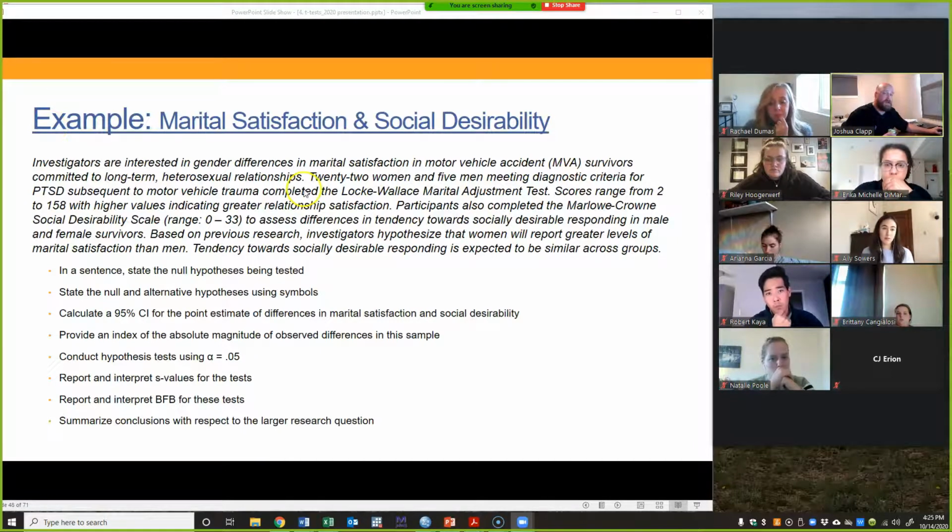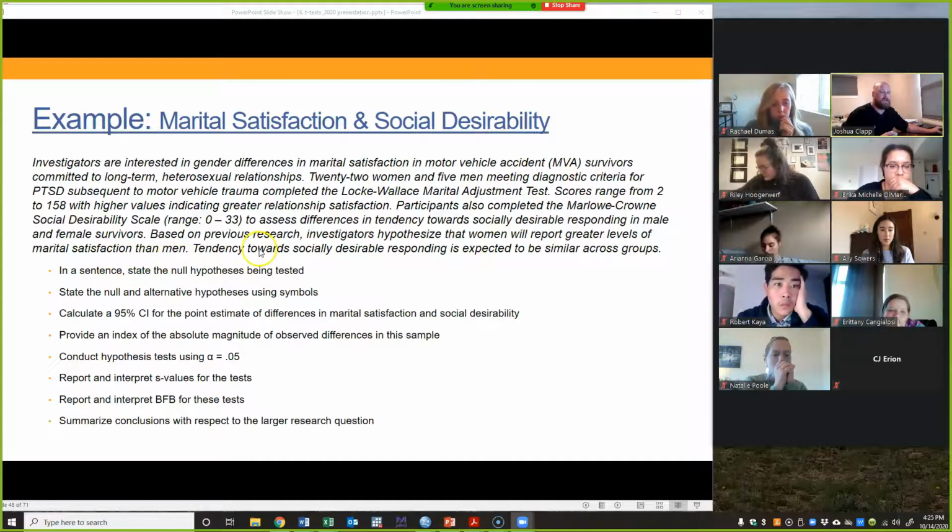Okay. So here, in this hypothetical example, we're interested in gender differences in marital satisfaction in motor vehicle accident survivors in long-term heterosexual relationships. 22 women and 5 men meeting diagnostic criteria for PTSD subsequent to motor vehicle trauma completed the Locke-Wallace marital adjustment test. Scores range from 2 to 158, with higher values indicating greater relationship satisfaction. Participants also completed the Marlowe-Crowne Social Desirability Scale to assess differences in tendency towards socially desirable responding in male and female survivors. Based on previous research, investigators hypothesized that women will report greater levels of marital satisfaction than men. Tendency towards socially desirable responding is expected to be similar across groups.